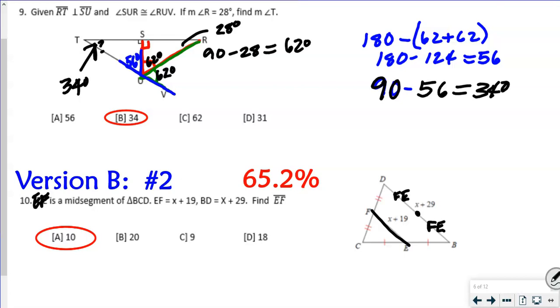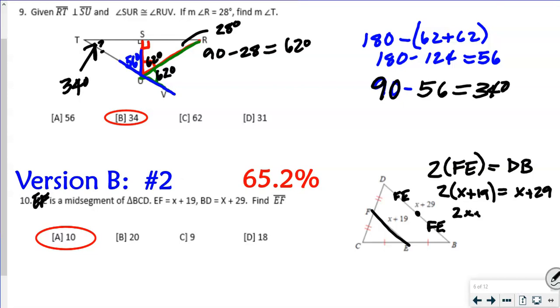Y'all see it? So 2 times FE is equal to DB, isn't it? Okay, so that's how we're going to actually do this problem. So we're going to go 2 times our x plus 19, and we're going to set that equal to our x plus 29. So that's 2x plus 38 equals x plus 29.